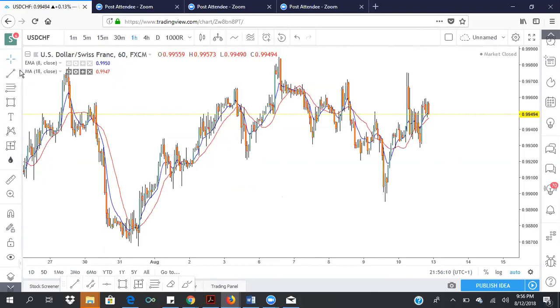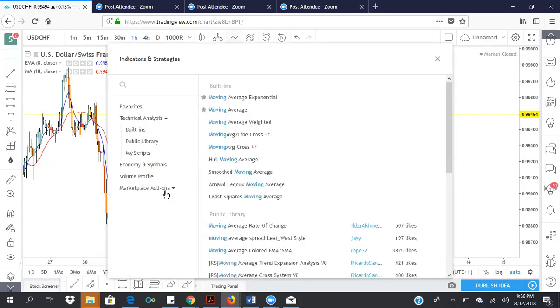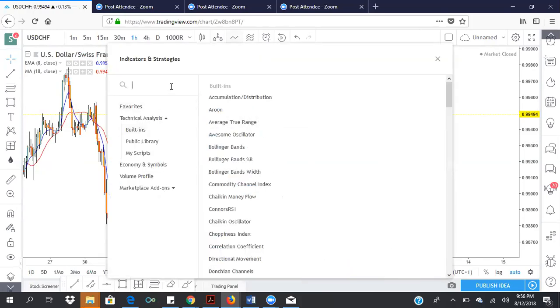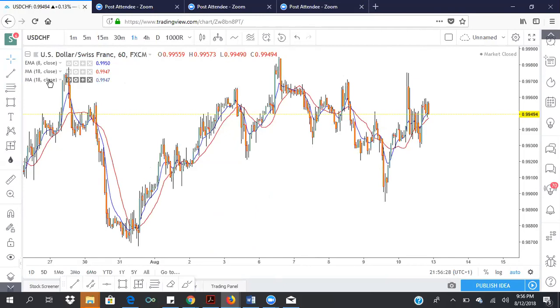And then if you want to add the other one, which is MA, you go again to indicator, insert indicator. Then you're going to type moving average as well. And then you're going to click on moving average. And then you can see it. That is MA.